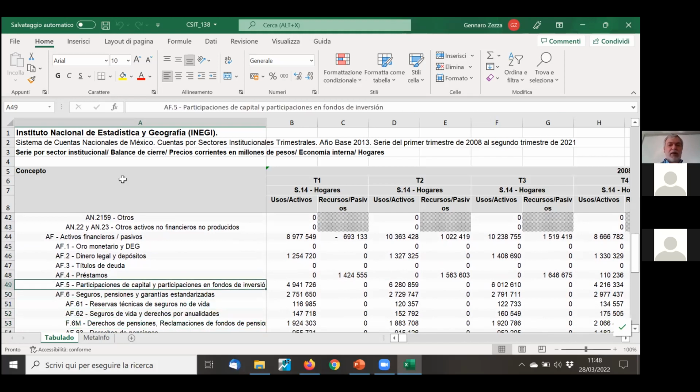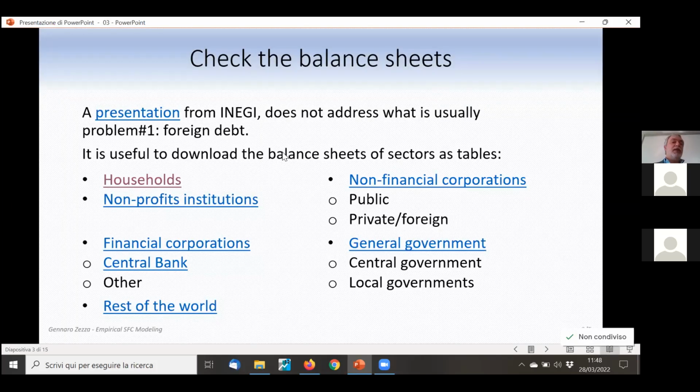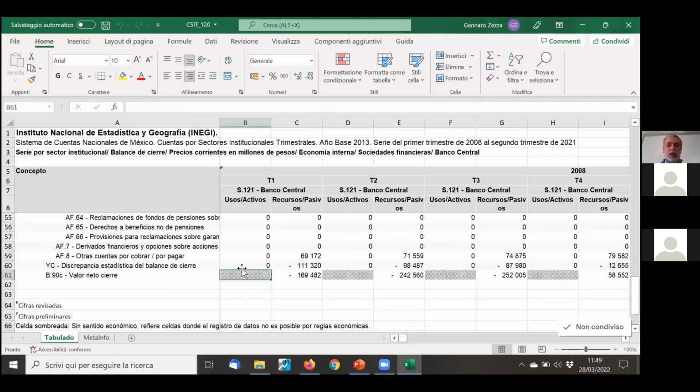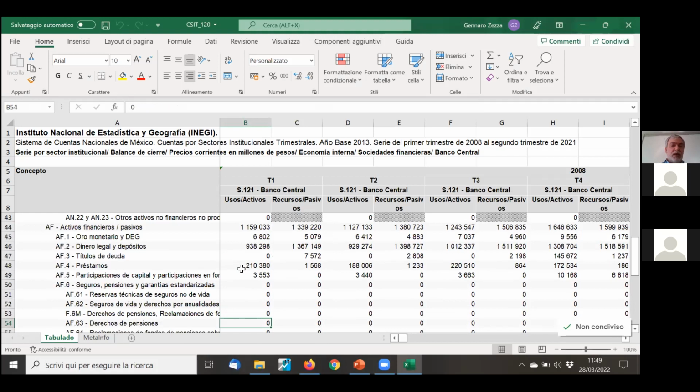Again, here they have the same type of structure that we have seen for European countries, only it is all in Spanish. So we're not going to go through the details of the balance sheet of each sector, but you can do that. Maybe we could look at the central bank to see mainly the liabilities of the central bank. May be interesting if they include liabilities with the rest of the world. And obviously, the major liability is in the currency.